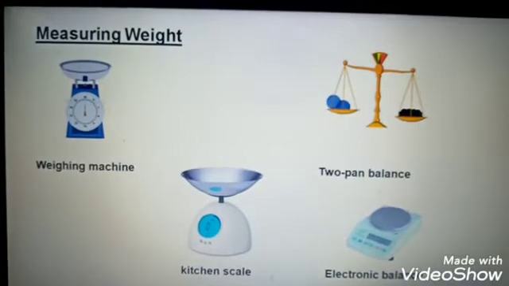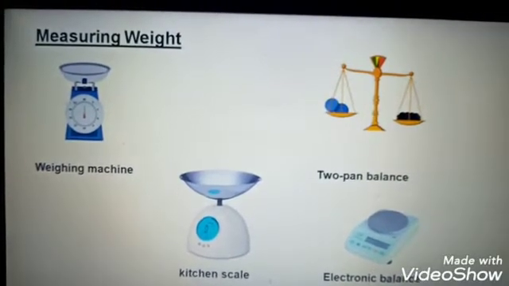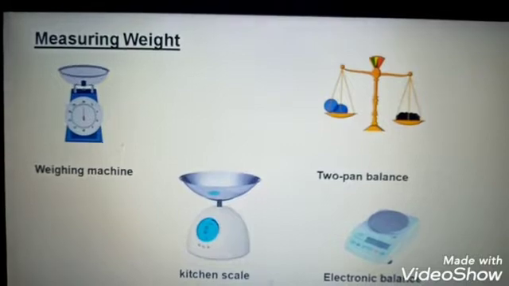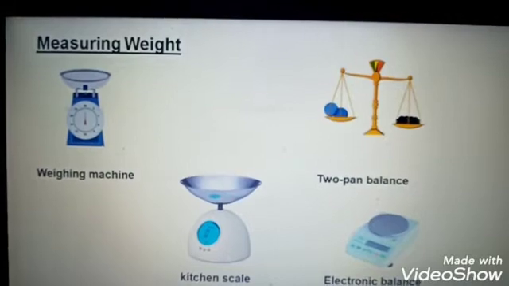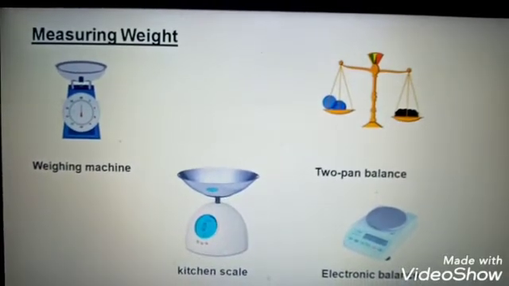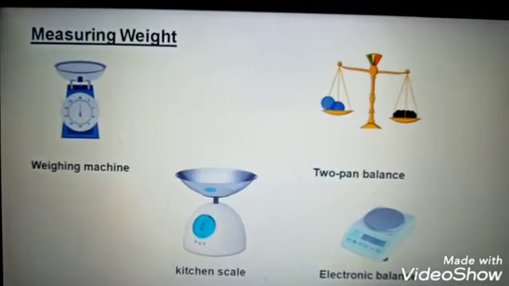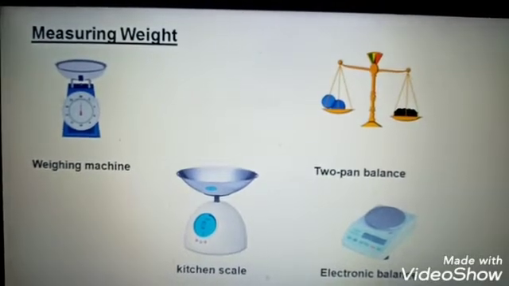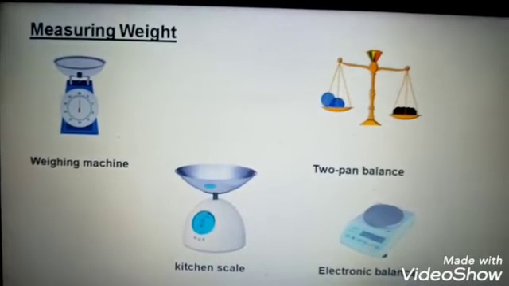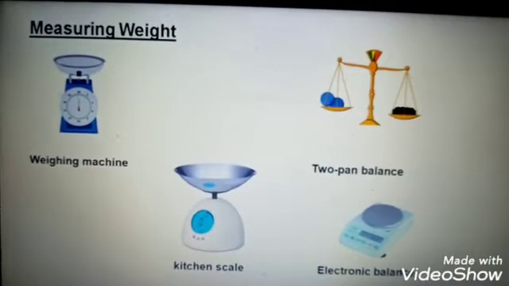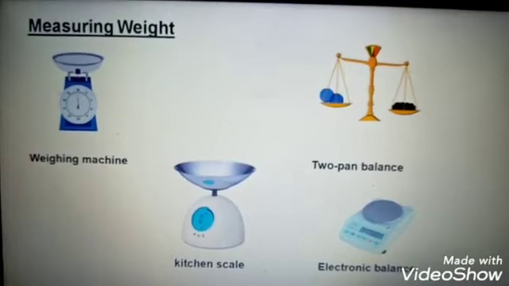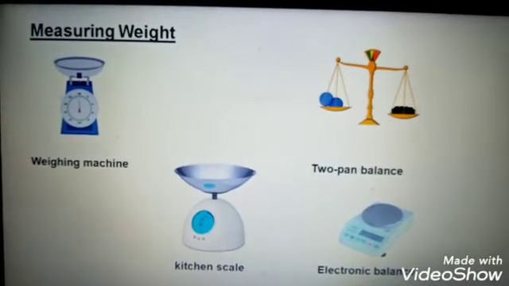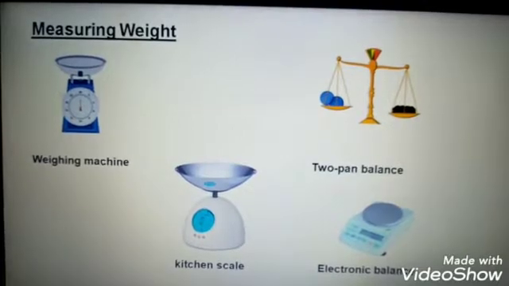Measuring weight. Have you ever seen something standing on a weighing scale? A weighing scale is a machine that shows how heavy something is. These are the pictures of the instruments we use for measuring weight. The instruments are weighing machine, 2-pan balance, kitchen scale, electronic balance. These are all instruments we use for measuring the weight of any object.